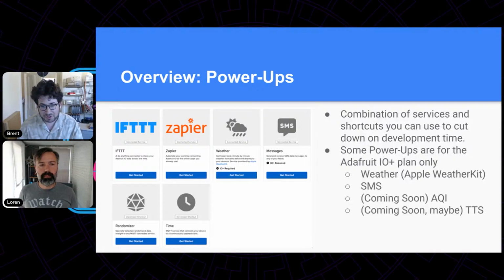For your CircuitPython project. We also have AQI coming soon, probably sometime in the next 2 weeks. It's going to connect to these APIs that exist, like WeatherKit, but it's going to make actually getting the data from them easier because you only need your Adafruit IO API key. You don't need your EPA key and your Adafruit IO API key to build a project. And we might do TTS as well.